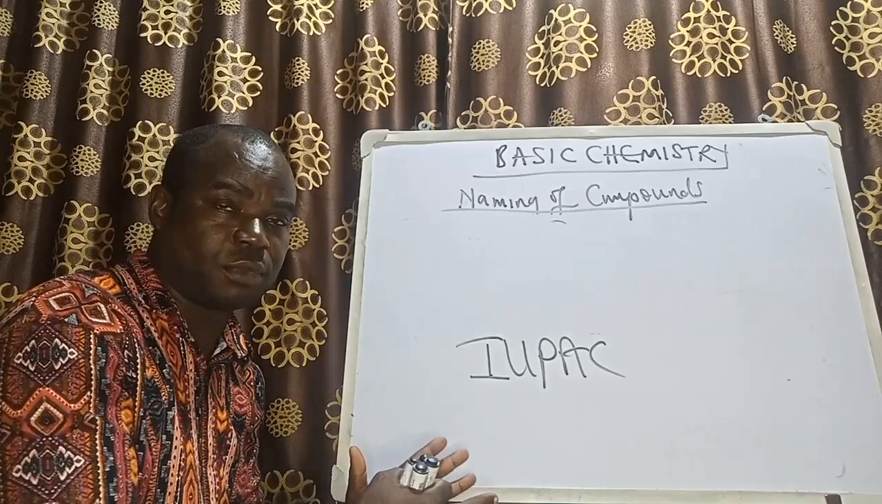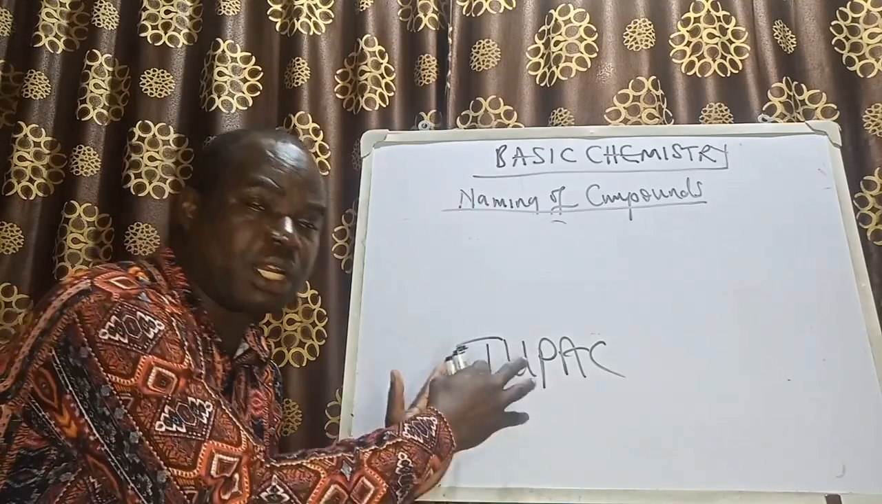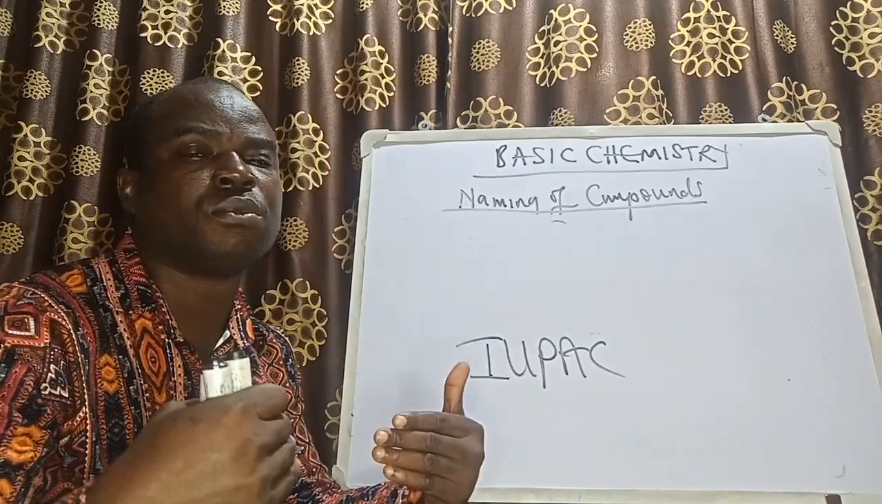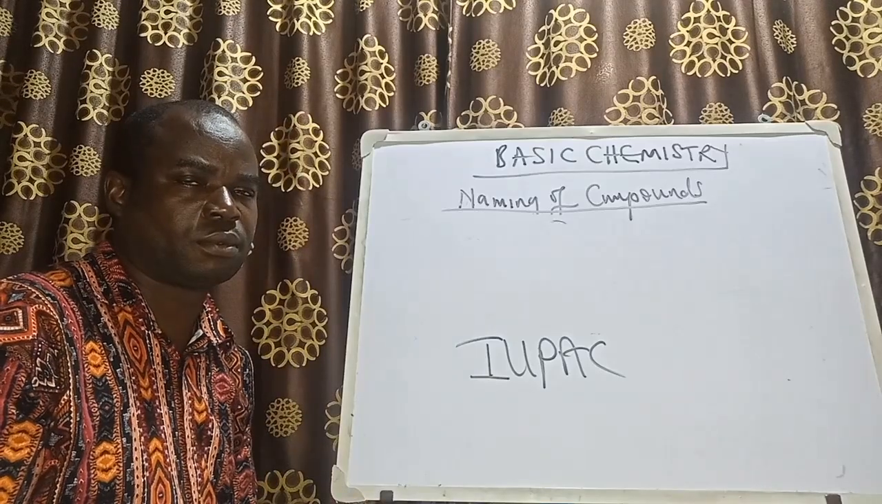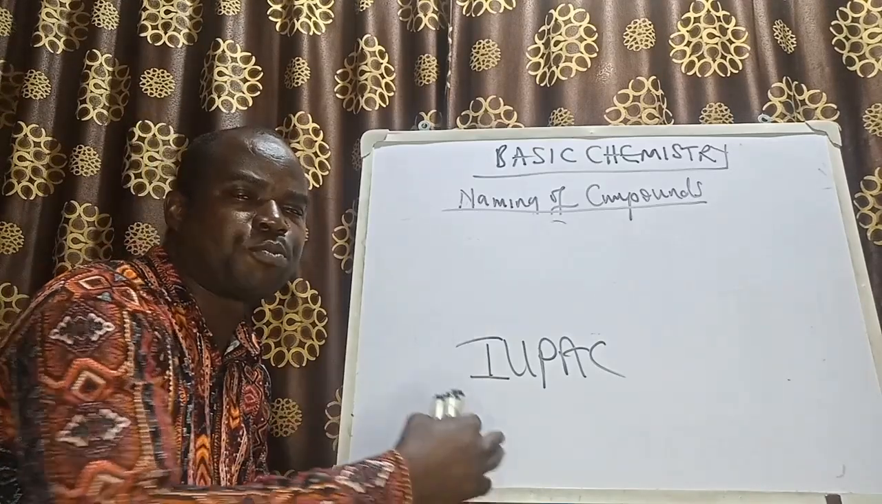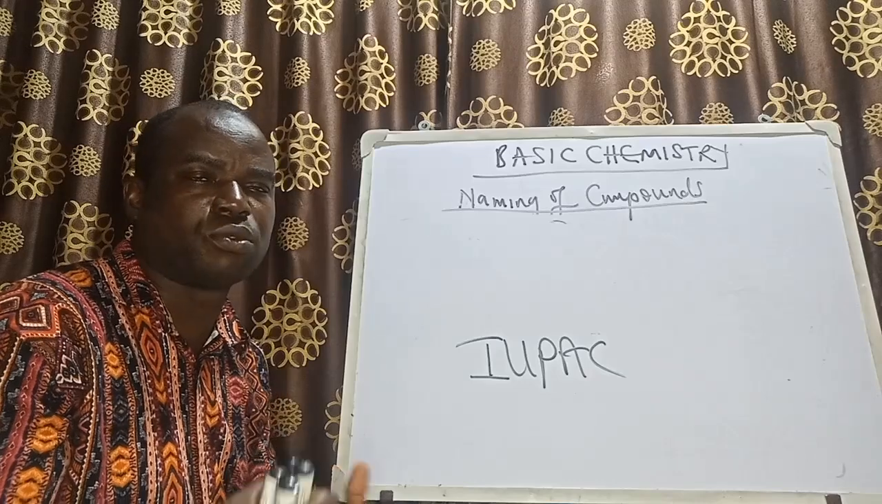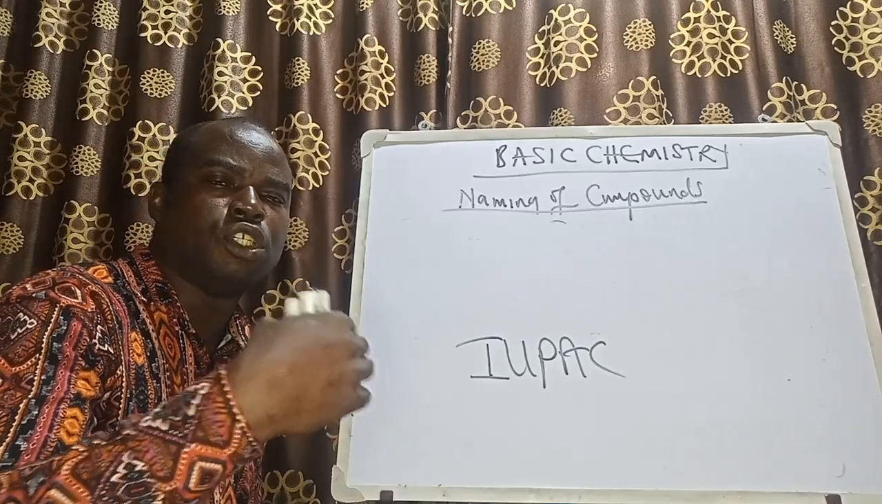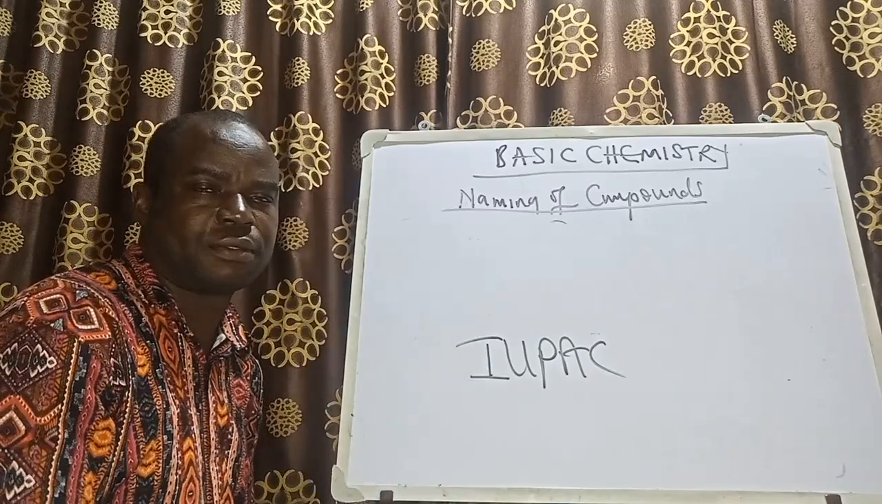So it's a short form. That's why it's called an acronym. So this body determines the naming of compounds in chemistry. What I explained in the previous video about writing chemical formulas is all based on IUPAC.